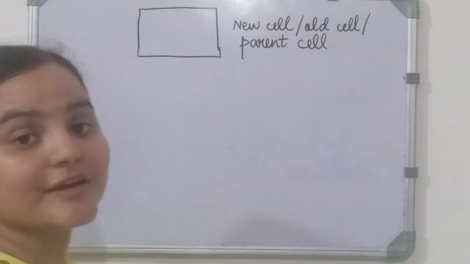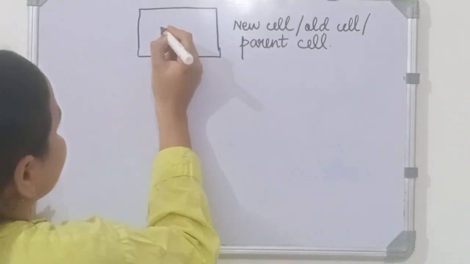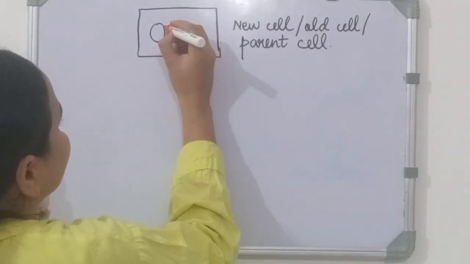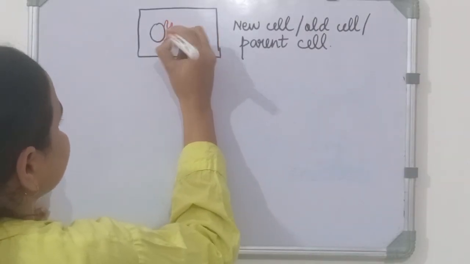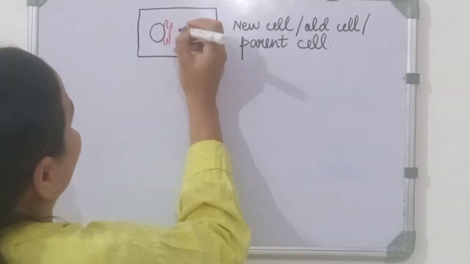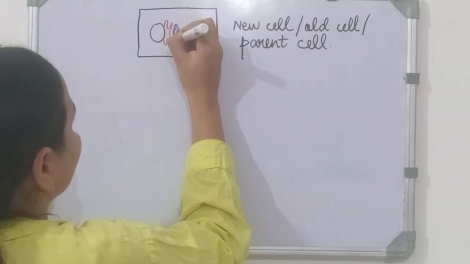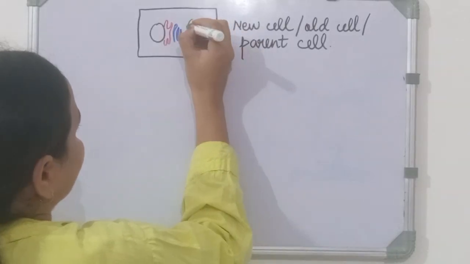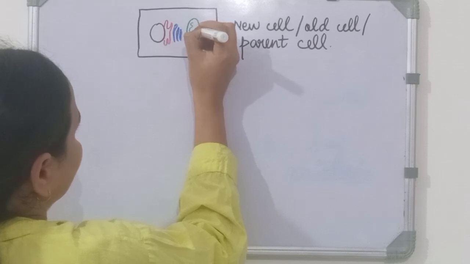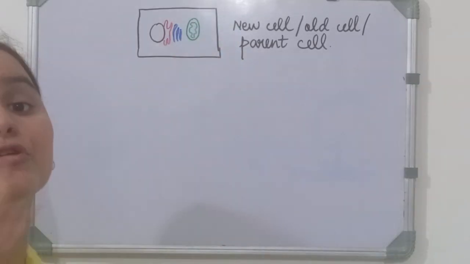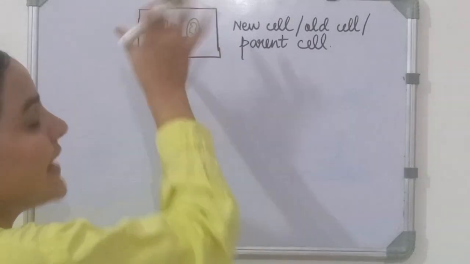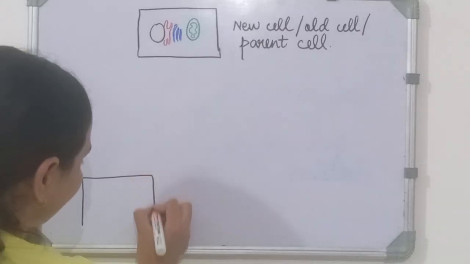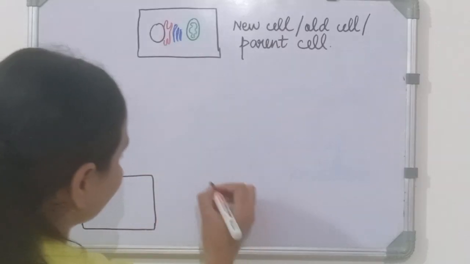And within the cell you have different organelles present, like nucleus. With nucleus we have our endoplasmic reticulum attached. Then we have Golgi body. Then mitochondria. From this cell we have to produce two new cells, exactly like the parent cell. So we have to produce two cells exactly of the same size with the same organelles, like this.